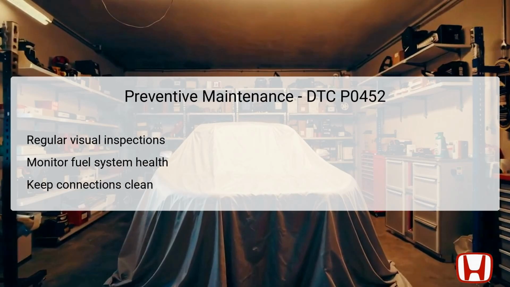Preventive maintenance plays a crucial role in averting issues like DTC P0452 from arising in the first place. Regular visual inspections of the fuel system and all associated components, including wiring harnesses and connectors, should be a standard part of any service routine. Checking for signs of wear, fraying, or corrosion can identify potential problems before they escalate.